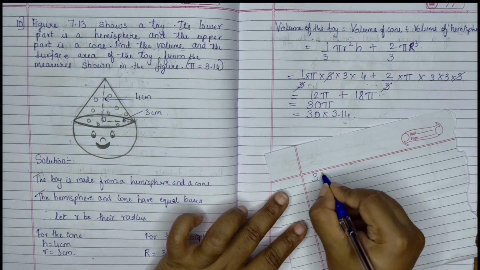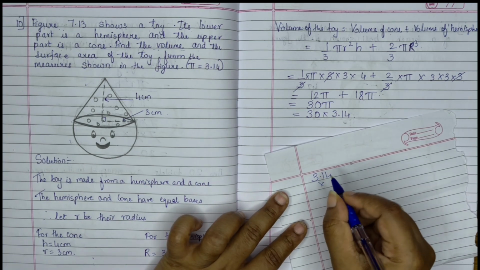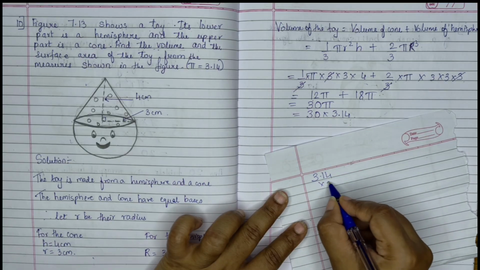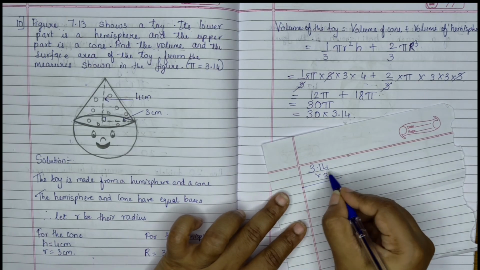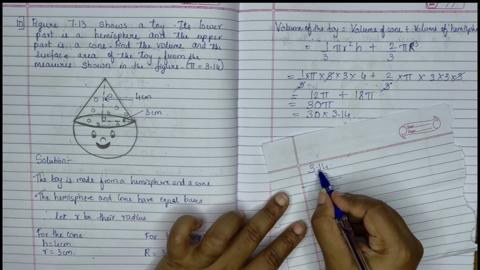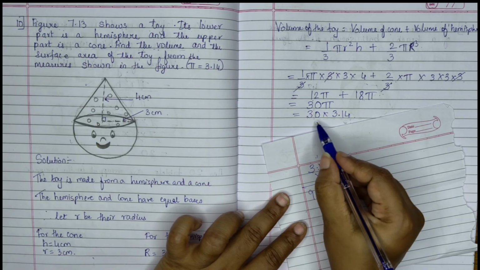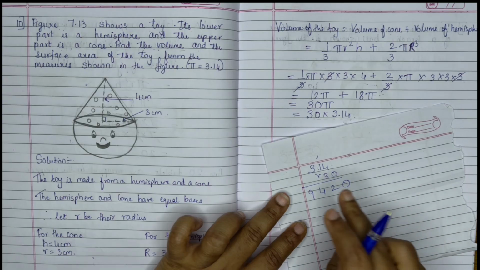You can multiply 3.14 multiplied by 30. That is, I am just multiplying with 3. Afterwards, I will add the 0. 3 4s are 12. 3 1s are 3 plus 1 is 4. 3 3s are 9. 942. And since it was 30, I'll add the 0 over here.